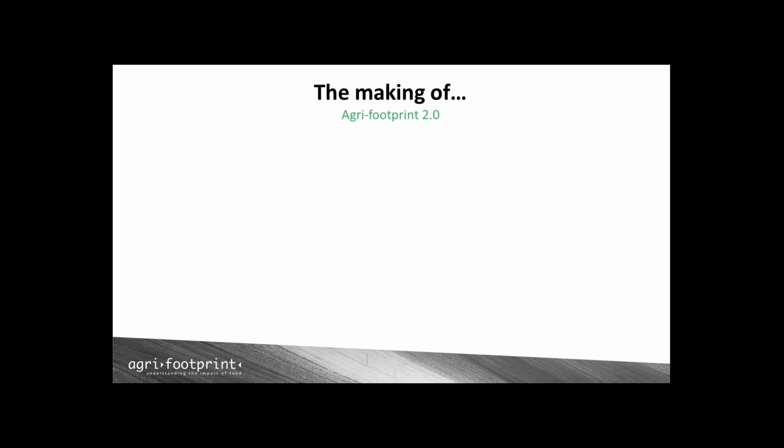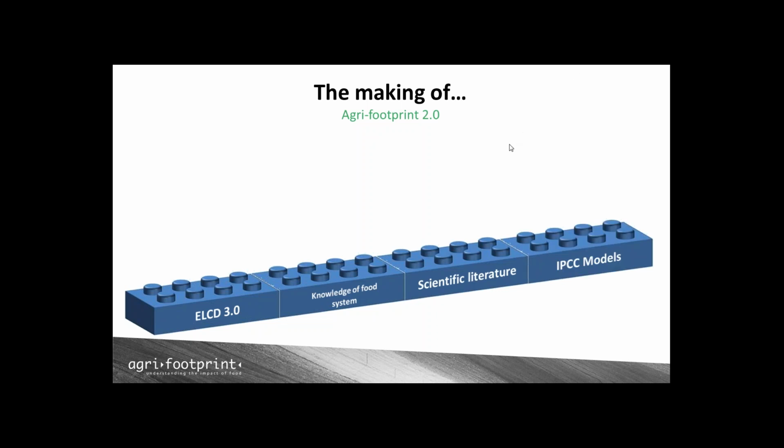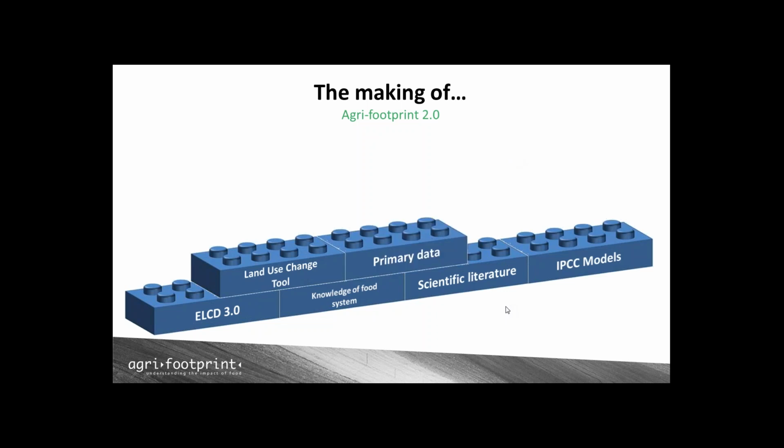Then the making of the second version of Agri-footprint. The main input was the first version, but also a lot of other databases and knowledge providers. For instance, the ELCD database was used, especially for the energy-related processes. All our knowledge of the food system, how it is integrated, data from literature, rules about how to calculate, for instance, laughing gas emissions and emissions due to peat oxidation, based on the IPCC. I already explained that all the results of the land use change tool are integrated in Agri-footprint.